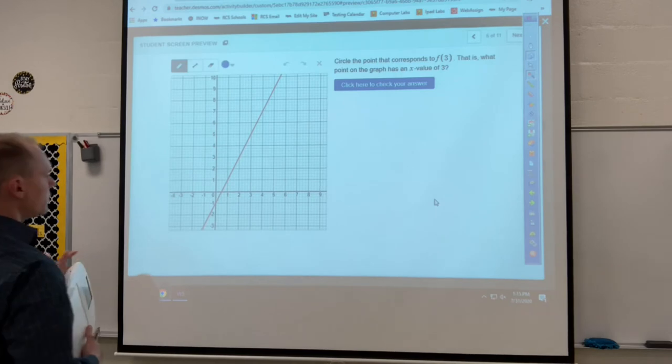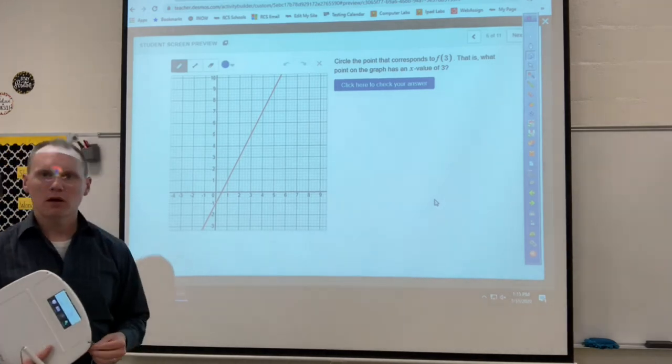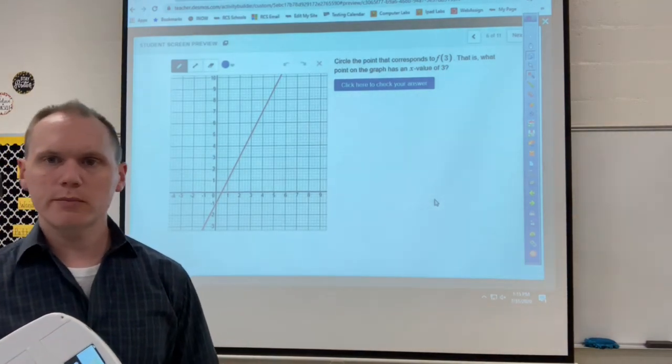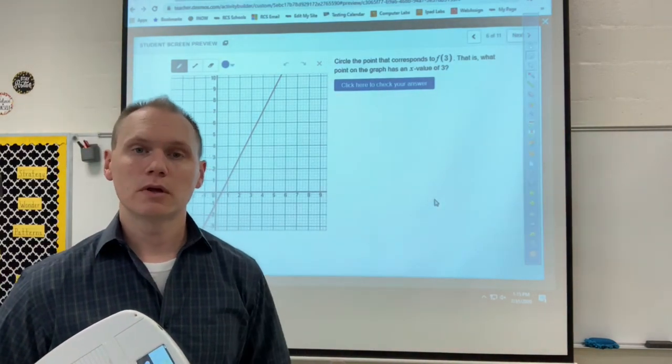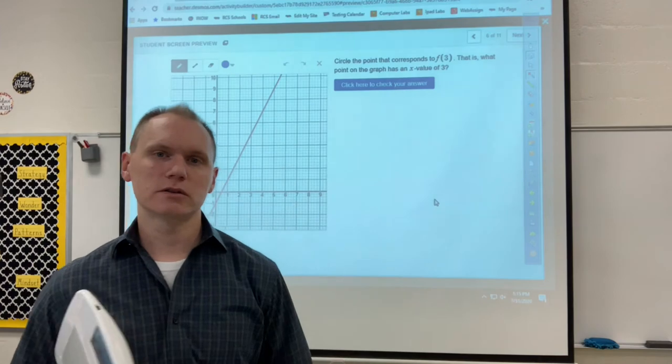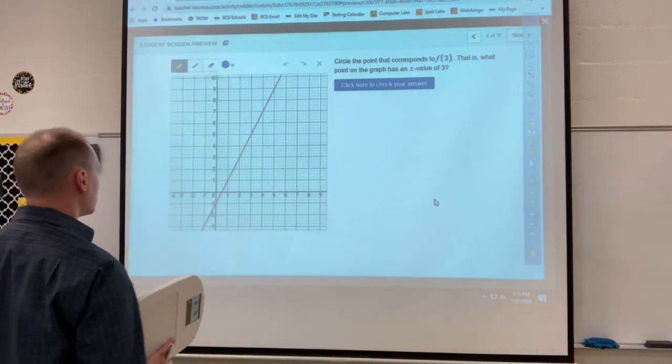Okay, so we're going to go into a couple of other things here, a graphical representation of function notation, as well as a table. And so hopefully you can start to figure this idea out in these contexts as well.